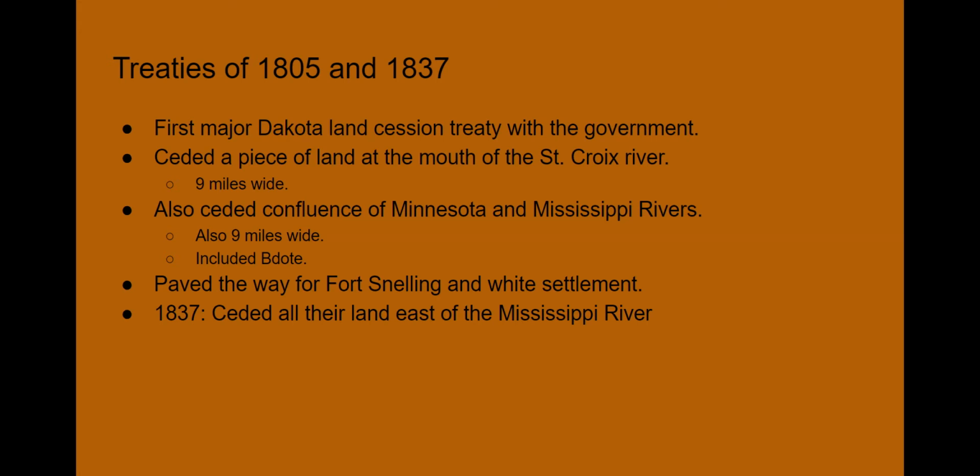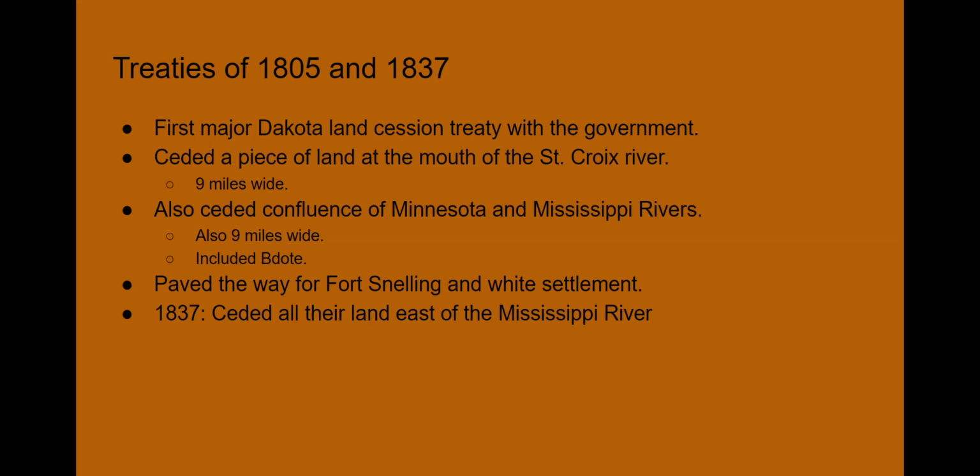So the treaties of 1805 and 1837 were as follows. In 1805, the first major land cession treaty between the Dakota and the U.S. government was finalized. It ceded a piece of land at the mouth of the St. Croix River, which, if you did not know, is the border of Minnesota and Wisconsin, at least for part of the state border until the Mississippi River connects with it. Then it becomes the Mississippi.